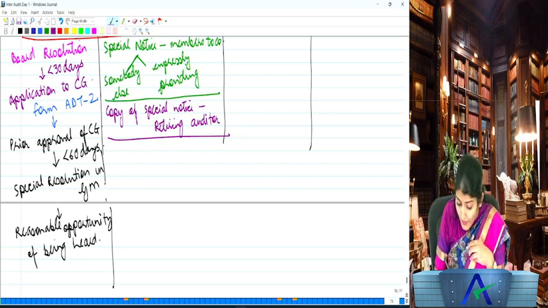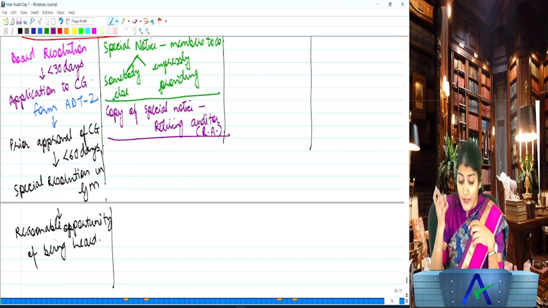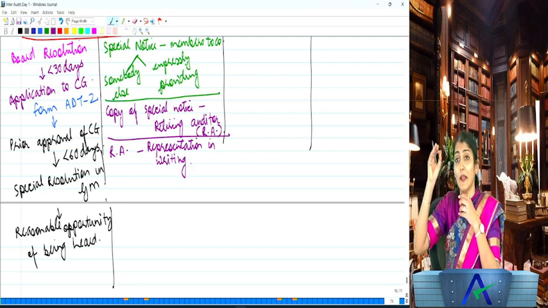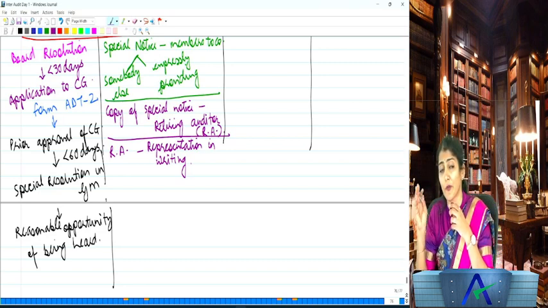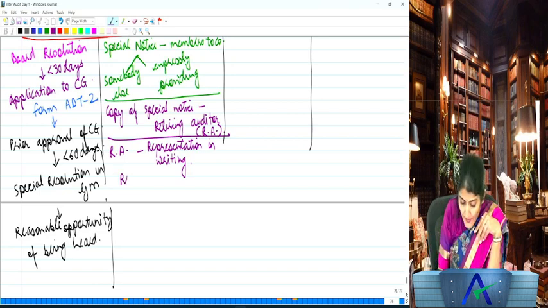So now the RA, who is RA? Retiring auditor. Now the retiring auditor can make a representation in writing to the company, which should not exceed a reasonable length. That means, what can you call this in alternative terms from the first column? Opportunity of being heard.